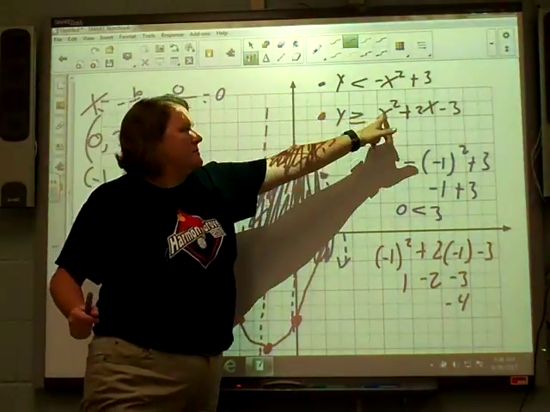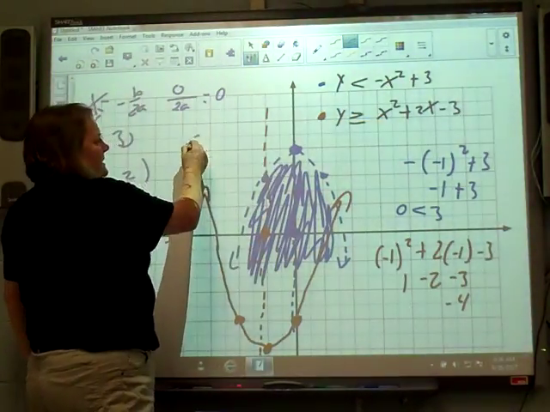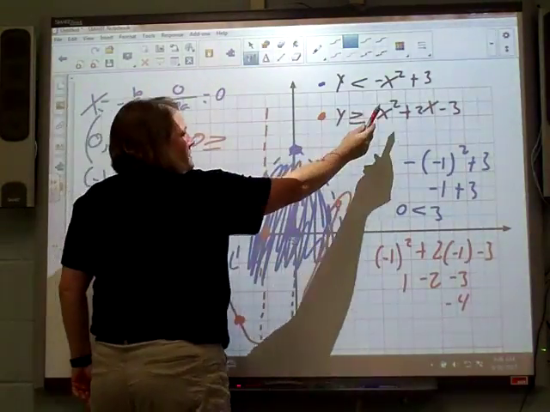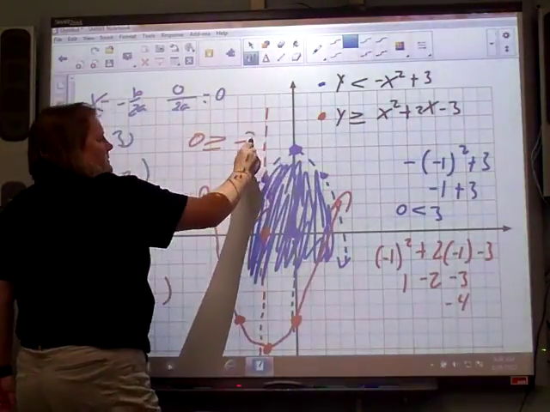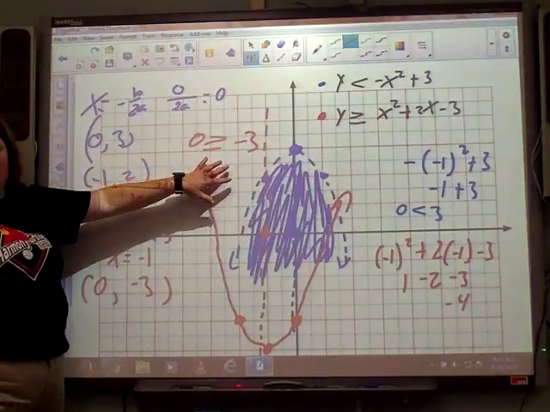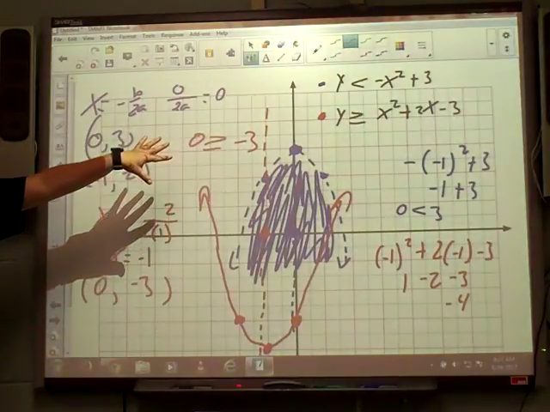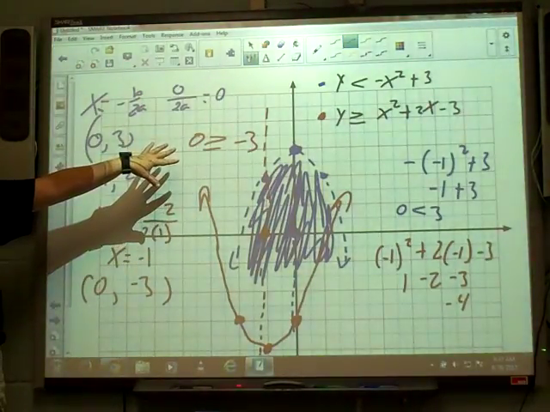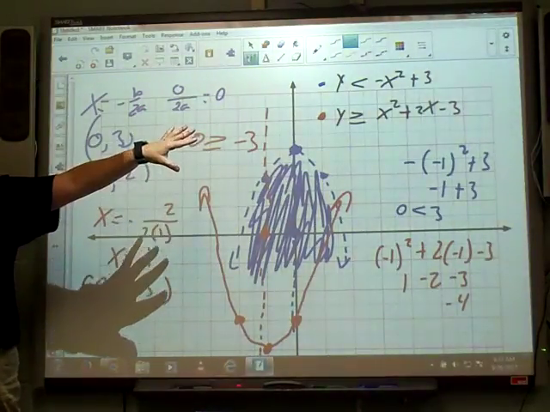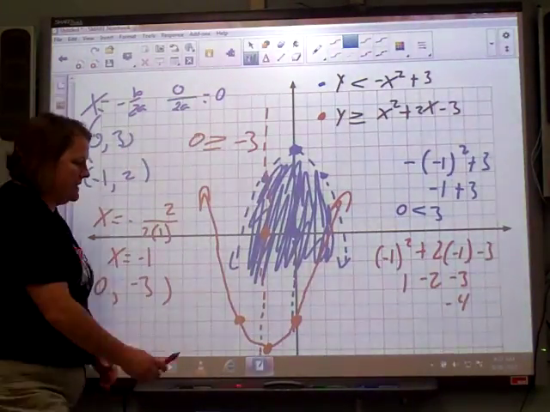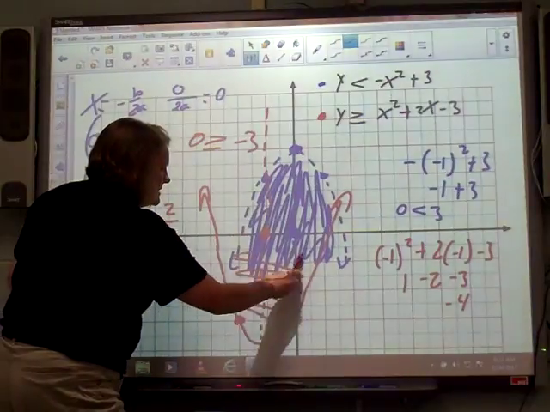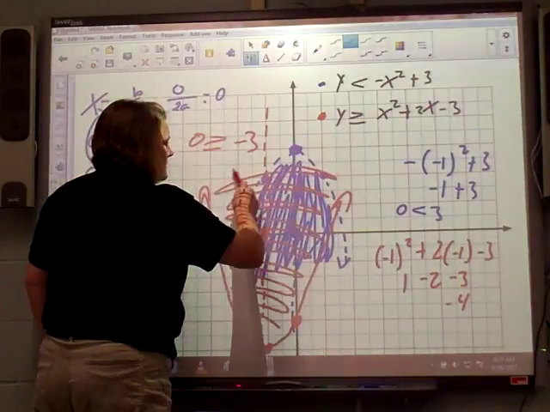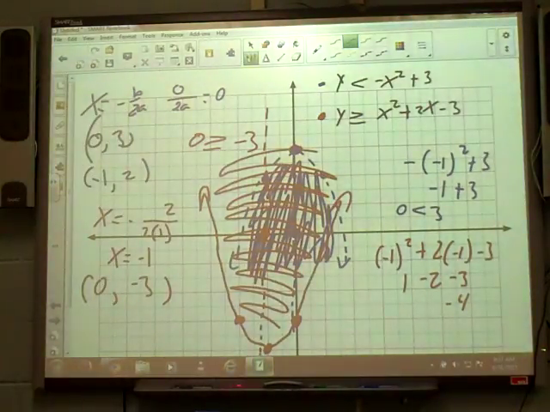I want to plug my 0, 0 in. That gives me 0 is greater than or equal to 0 squared plus 2 times 0 minus 3. So what do we think here, is 0 bigger than -3? Yes, 0 is bigger than -3. A neutral number is bigger than a negative. So that means this one's getting shaded on the inside also.